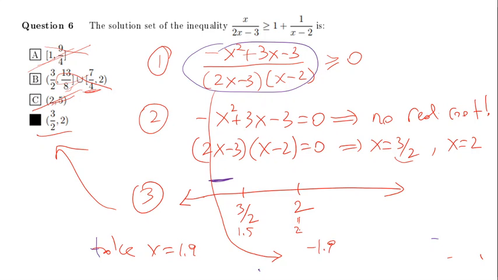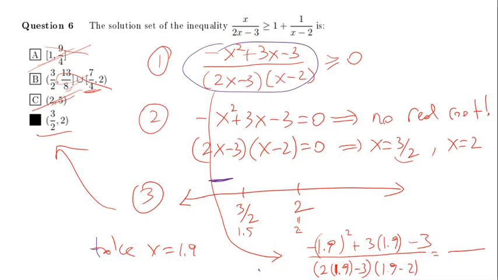And here we can use this one. Minus 1.9 squared plus 3 times 1.9, and minus 3, divided by 2 times 1.9 minus 3 and 1.9 minus 2. So this will make 0.8 times minus 1. So this will be minus for sure, the whole thing.